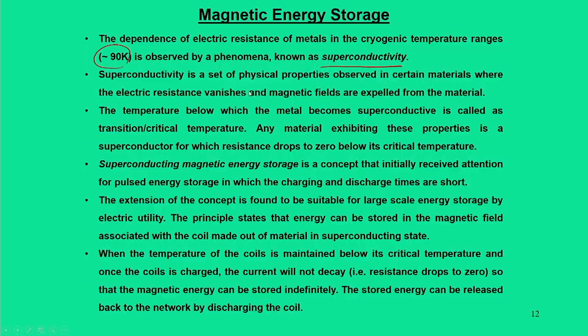from the materials. So, that means at cryogenic temperatures those metals behave as magnets. So, this is the basic principle of superconductivity. However, all materials do not exhibit superconductivity. Only some materials can exhibit it. The temperature below which the metal becomes superconductive is called the transition or critical temperature. Any material exhibiting this property is called a superconductor, for which the resistance drops to zero below its critical temperature. So, these concepts give rise to the fact that we can store magnetic energy by using superconducting materials.